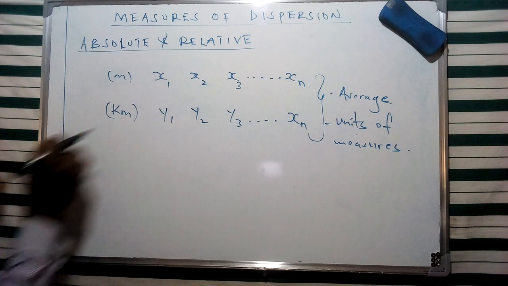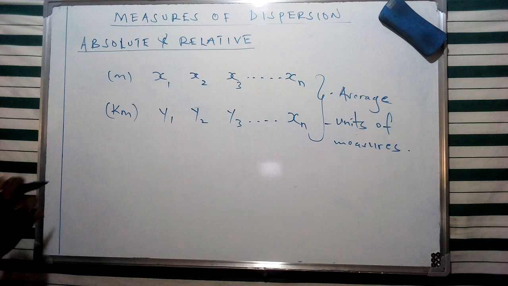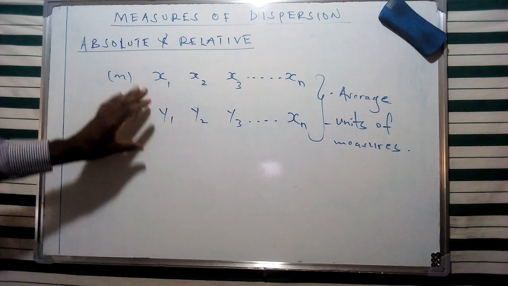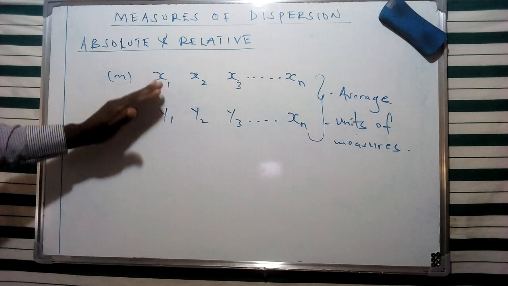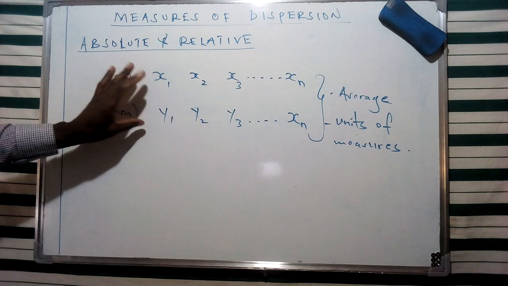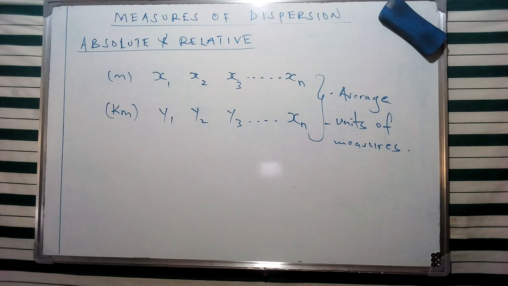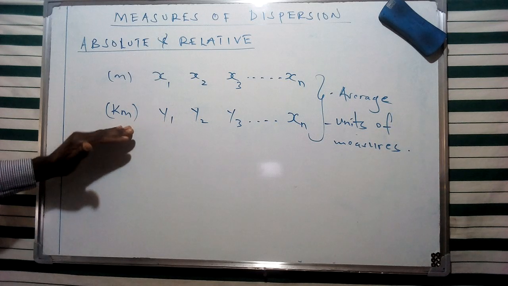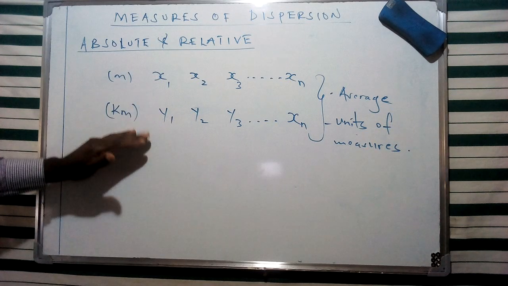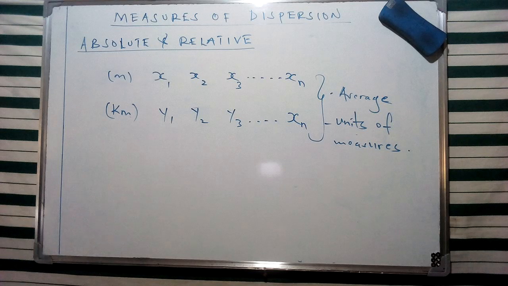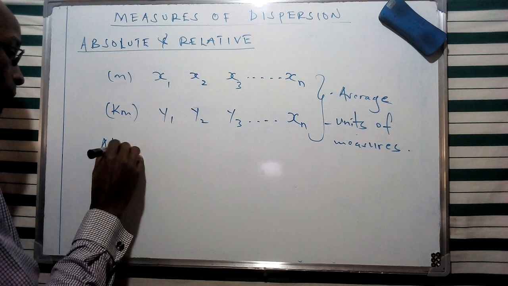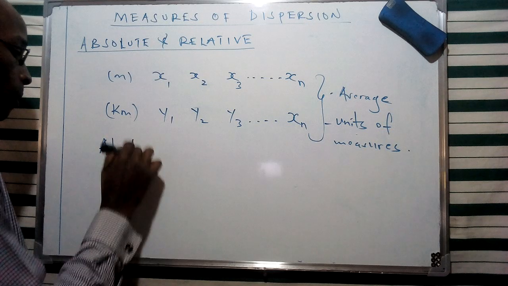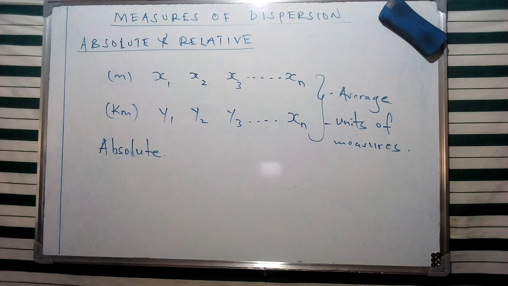So therefore, we're going to see that these are two different units of measurement. And therefore, for us to give a specific measure of dispersion, we're going to take that into consideration. Now, measures of dispersion which are expressed in terms of the original units of this specific distribution, we are going to refer to as an absolute measure of dispersion.